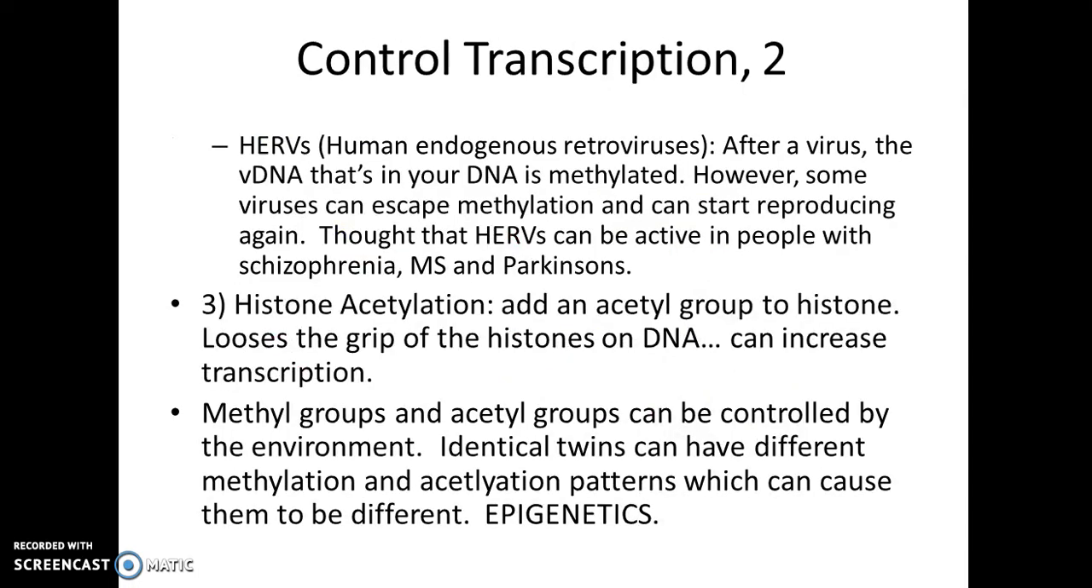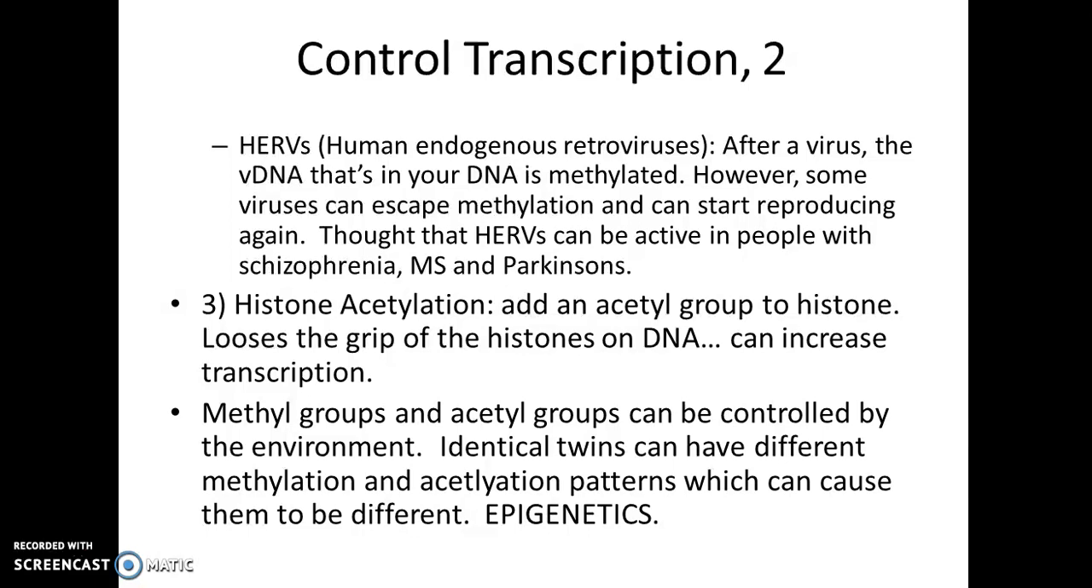So there are things in your genome called HERVs, or human endogenous retroviruses. So after a virus, the viral DNA that's in your DNA is methylated so that you don't have the virus produced all the time. So some viruses can escape methylation and start reproducing again. And then your body has to attack those things. And they think that HERVs may be active in people with schizophrenia, multiple sclerosis, and Parkinson's.